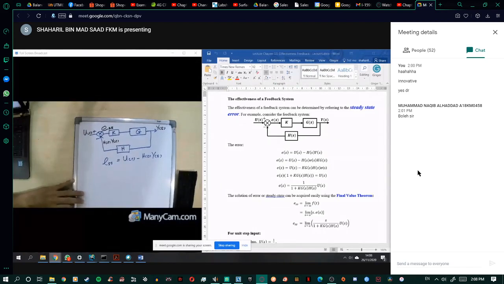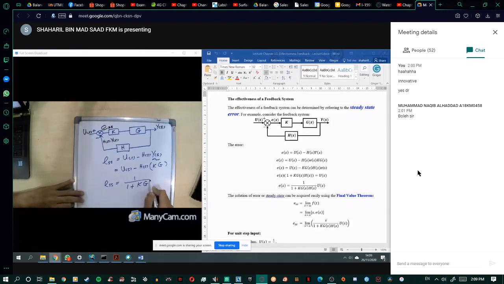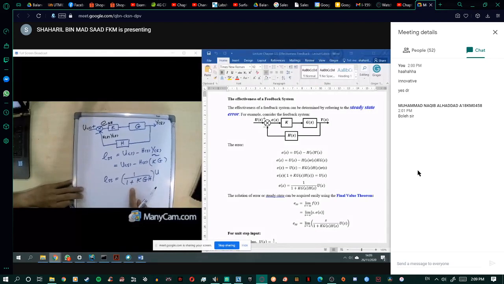Now when you try to simplify this, K times G, then that's why we have Y(s). So now we can write U(s) minus H(s) times K G here. And then when you simplify that, you will get E_ss equal to 1 over 1 plus KGH, and then you multiply with your U. Alright. So this is the formula to find the steady state error.